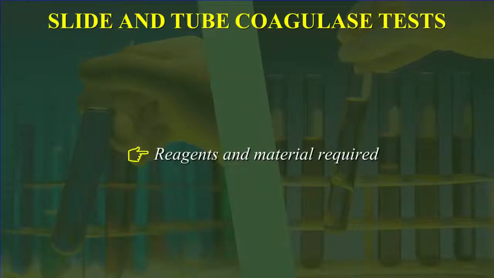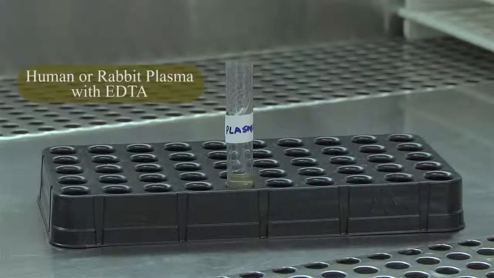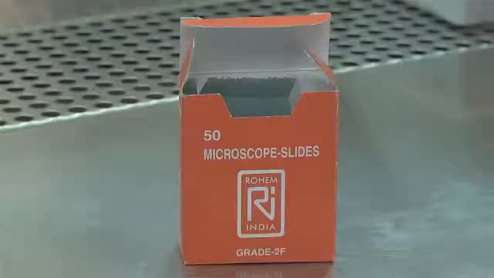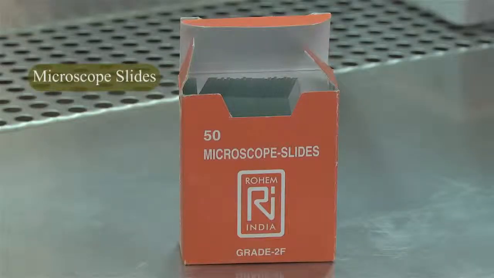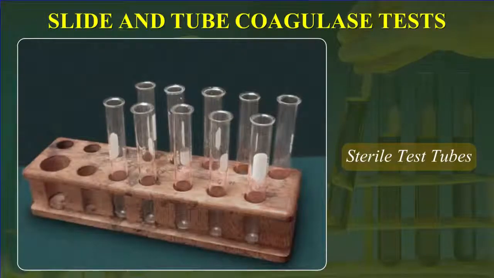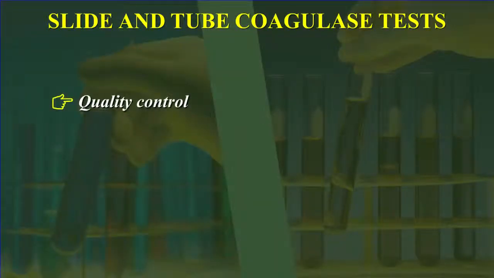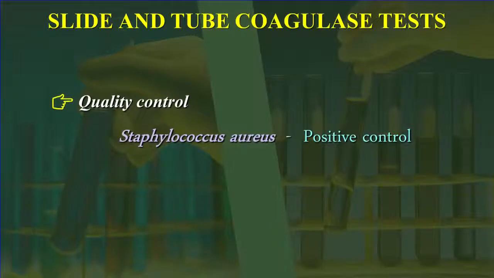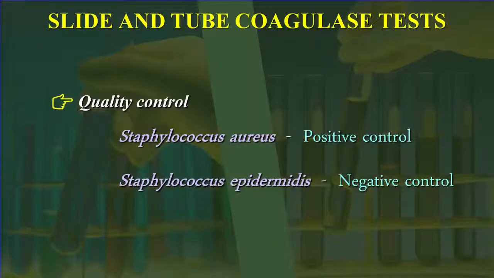Reagents and material required. Human or rabbit plasma with EDTA diluted 1:5 with normal saline. Clean, grease-free glass slides. Sterile test tubes. Quality control. A known strain of Staphylococcus aureus and Staphylococcus epidermidis should be used as positive and negative controls respectively. Each batch of plasma should be tested with these control strains.